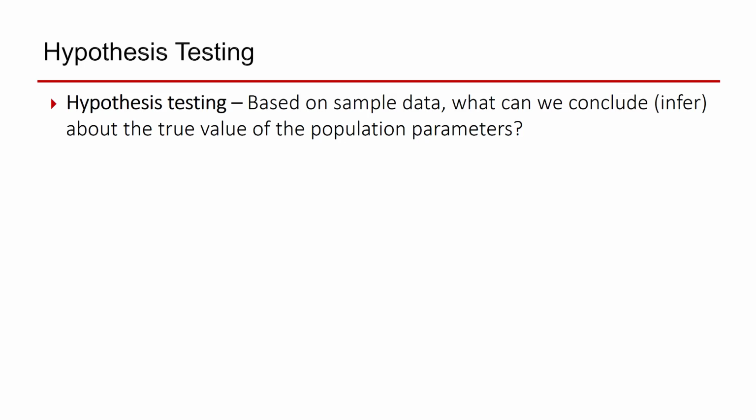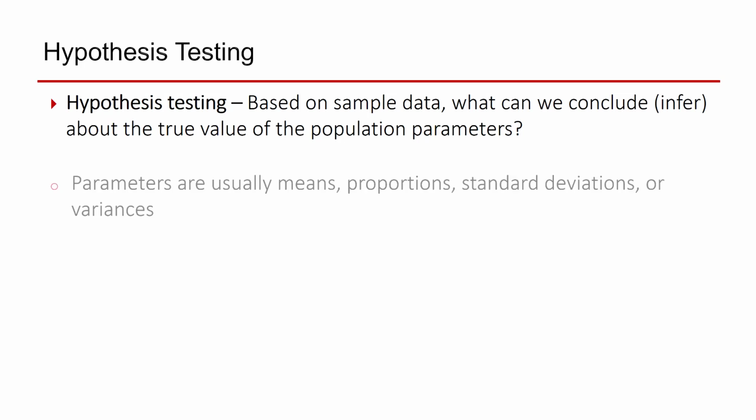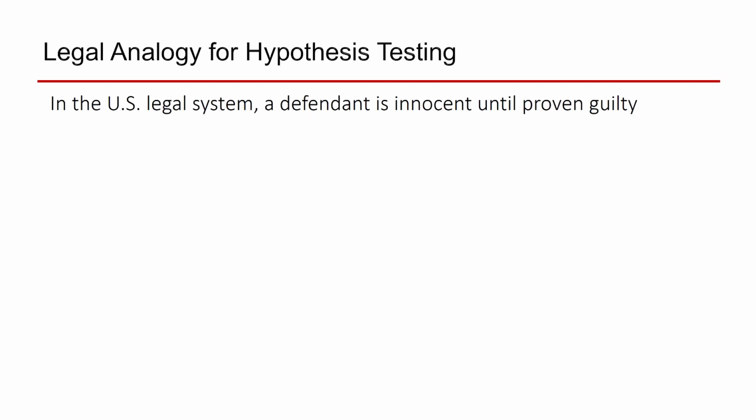All right, so the hypothesis testing procedure basically says, based on sample data, what can we infer about the true value of the population parameter? The parameters for hypothesis tests are commonly means, proportions, and standard deviations. So let's think about the legal system in the United States. What is assumed in the legal system? When somebody goes to trial for a crime, we say we're going to assume they're innocent until proven guilty, right? And then we have this assumption of innocence, and the prosecutor's trying to prove guilt.